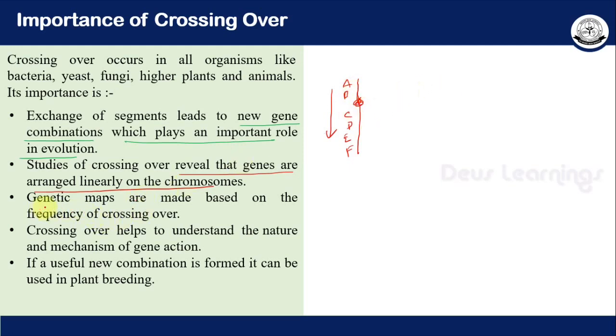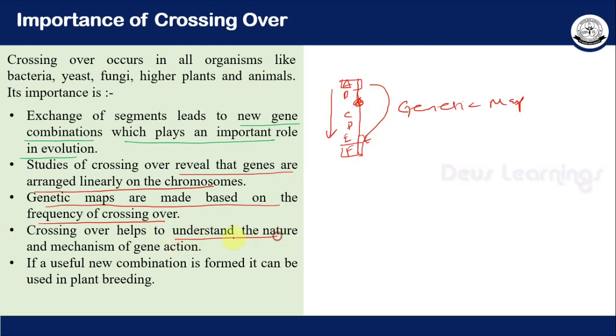Okay, then genetic maps are made based on the frequency of crossing over. When we say genetic map, we can find the location, right, where it is, for example how far from A the gene F is located, that we can find using a genetic map or linkage map. So if the frequency is high, it means they are at a great distance, and if the frequency is very low, it means they are very close, right.